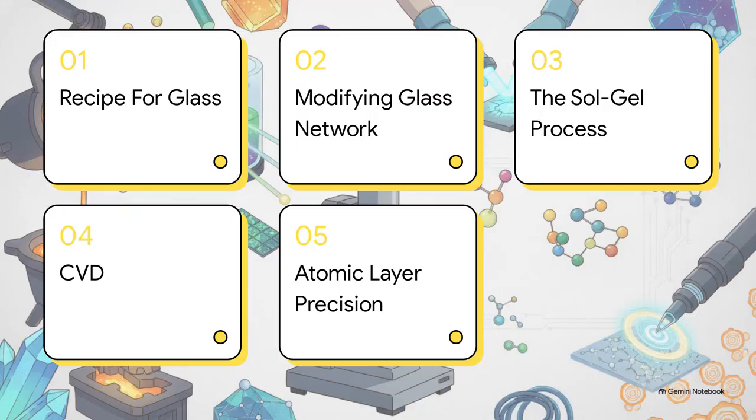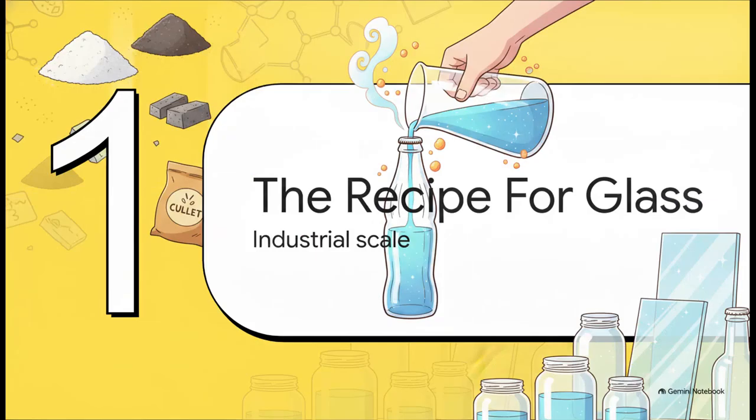So, to really grasp these complex processes, we're going to shrink our focus step by step. We'll start with the recipe for glass, then move on to modifying the glass network, look at the sol-gel process, jump into chemical vapor deposition, and finally wrap up with atomic layer precision. All right, let's kick things off with part one, the recipe for glass on an industrial scale.